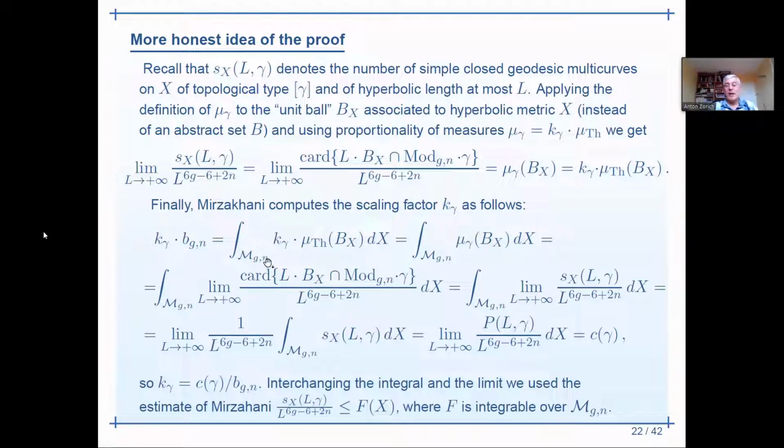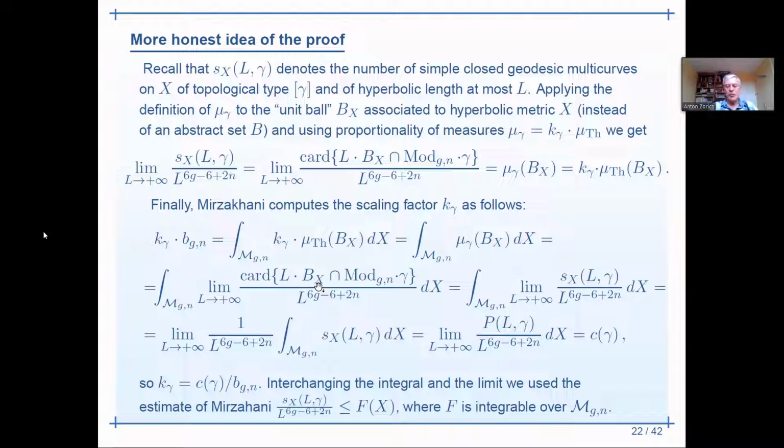So, following Mirzakhani, she integrates everything with respect to the moduli space, and unwraps the definition. The problem is that it's difficult to integrate over a non-compact space. So the true problem is this equality, because basically in this equality, she interchanges the integration with respect to a non-compact space and the limit. And this is a dangerous operation.